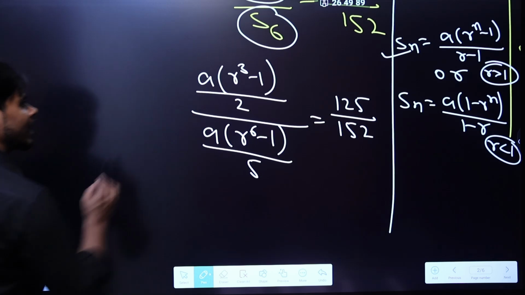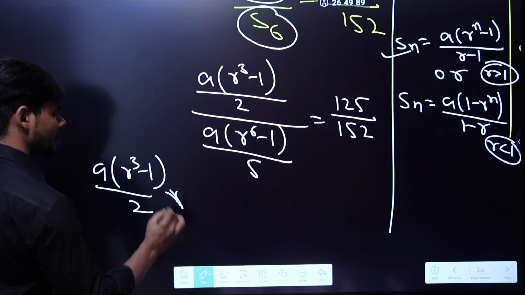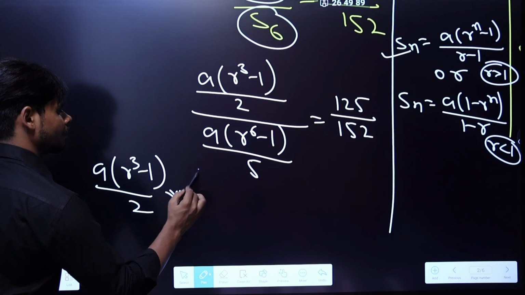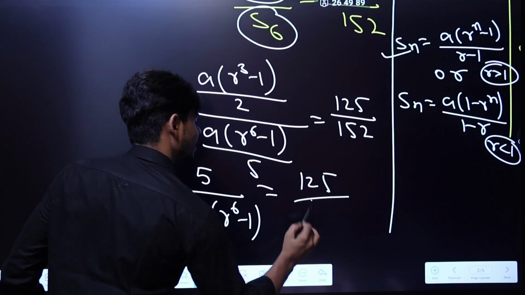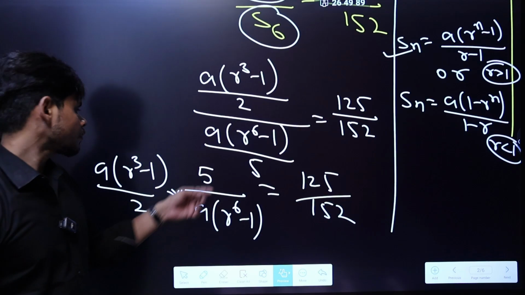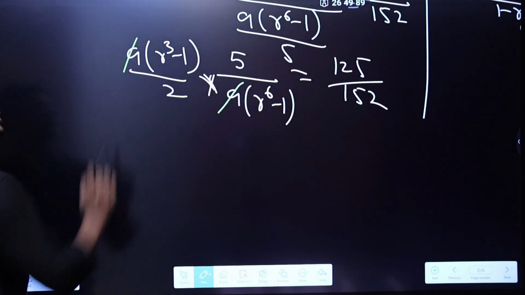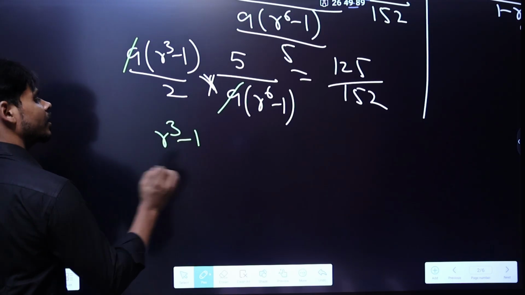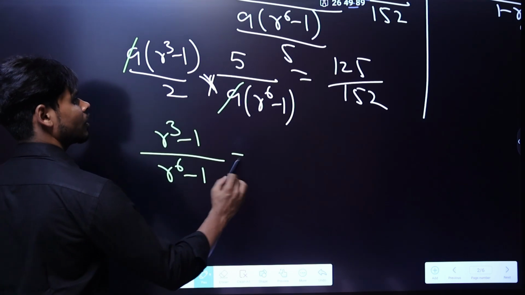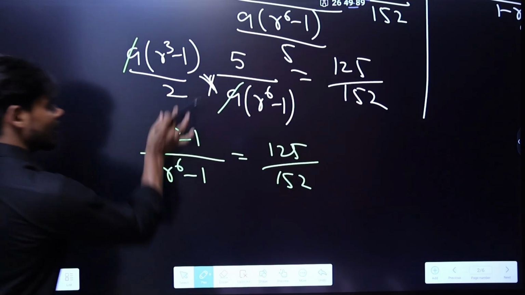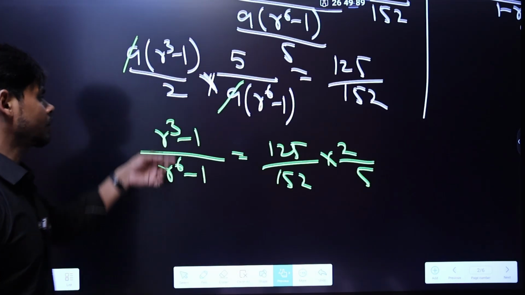What you can do over here is keep the first fraction as it is and just take the reciprocal of the other and multiply, so it will become 5 whole divided by a bracket R raised to power 6 minus 1, and this whole thing is nothing but 125 divided by 152. Now let's solve this. From here I can cancel this thing, and I can write R raised to power 3 minus 1 divided by R raised to power 6 minus 1 equal to 125 divided by 152. Remember, the division thing will go in the numerator and the numerator thing will go in the denominator.